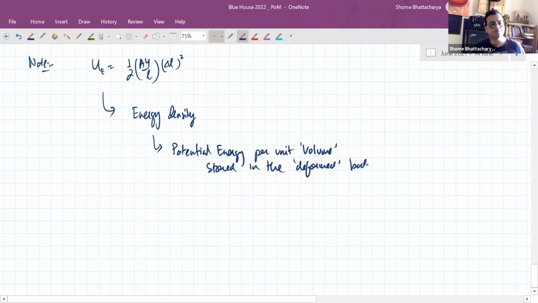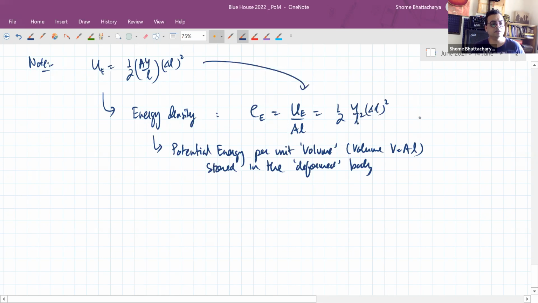In the deformed body, that energy density we can give the symbol small e. So that is potential energy divided by the volume. The volume is area of cross section into natural length. So that becomes half Y by L square delta L square. When you divide these, you can see that it is half of Young's modulus into delta L by L squared. So energy density we can express as half of Young's modulus into strain square.